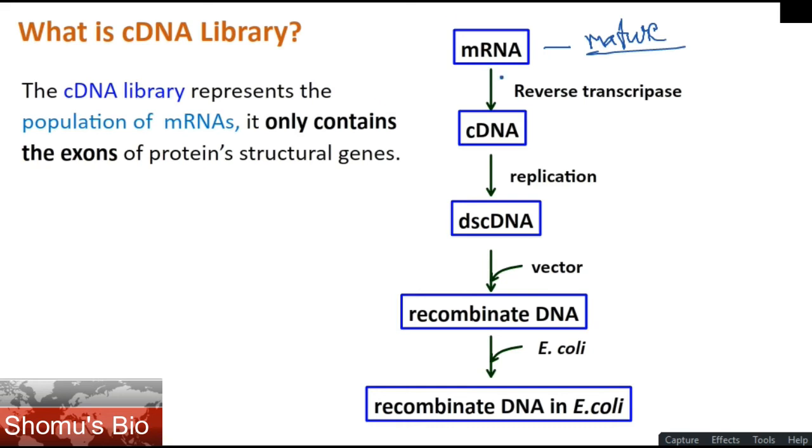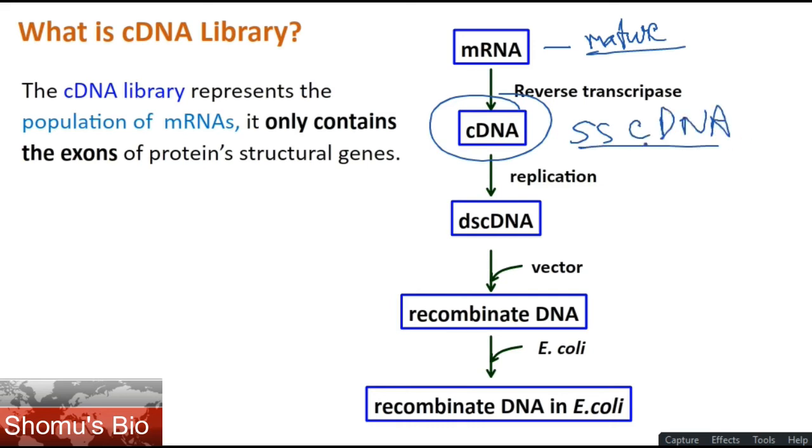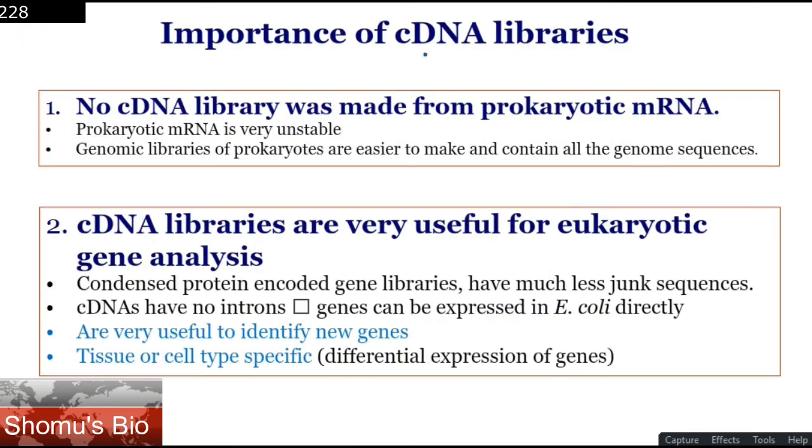So we use that mRNA as a template to make a complementary DNA, single-stranded complementary DNA, and then we use that single strand of complementary DNA as a template to make another strand, so it becomes double-stranded complementary DNA. Then the double-stranded cDNA is recombined with the vector, and after the recombination is done, we put it inside the E. coli host, and it will recombine inside the E. coli cell. So that is the process. We only want exons, we only want the coding regions of the DNA to be used.